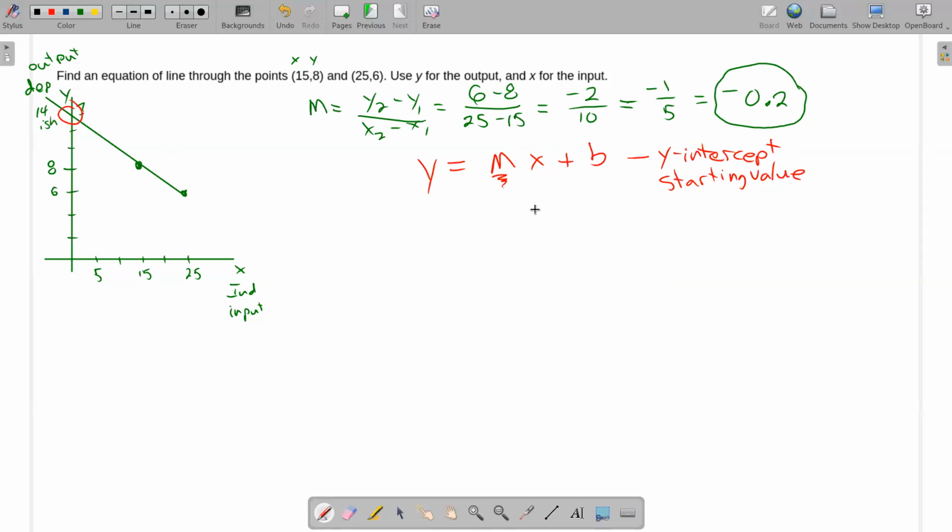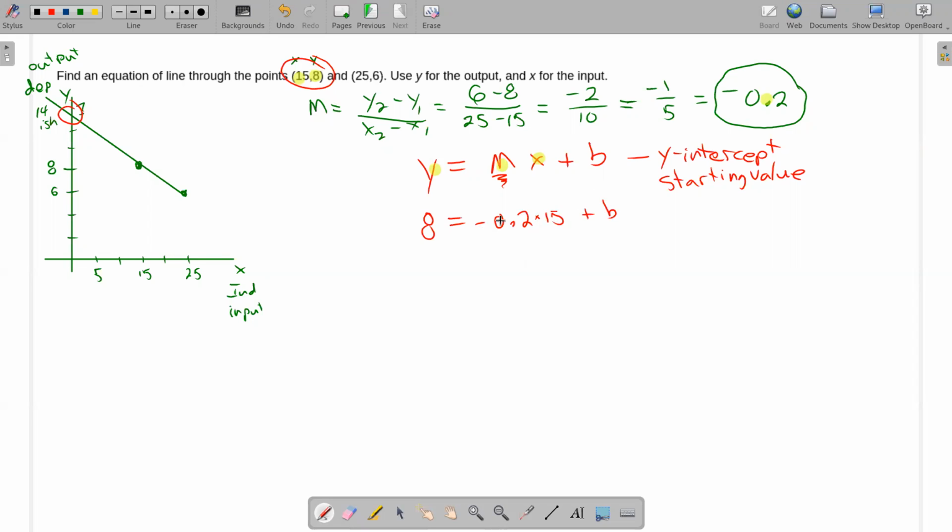All right, so here's how we find it. Pick a point. I like that point. And we know the slope. So we're just going to plug our point in here, x and y, and plug our slope in, and then we'll figure out b. It doesn't matter which point you pick. My y value is y equals 8. My m I just calculated is negative 0.2, and the x value for my point is 15. So times 15. And look, I can find b, it's the only thing left.